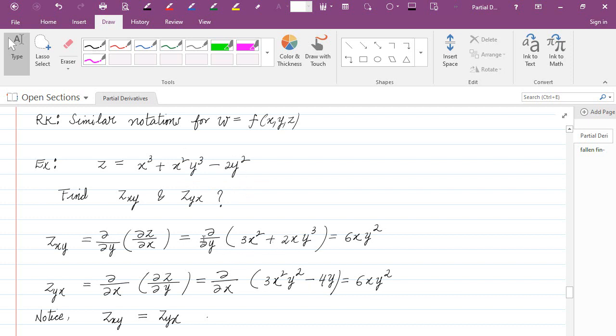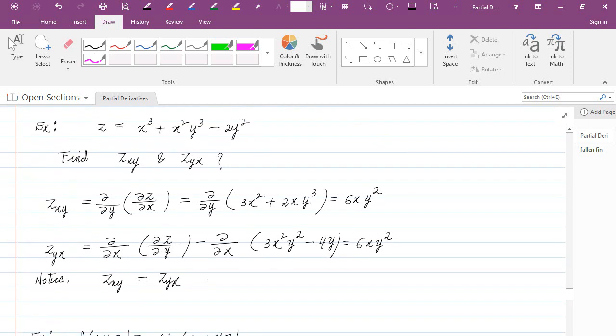So now we have to take the partial derivative of this with respect to y. With respect to y, x is a fixed constant. So the derivative of 3x squared would be 0, and the derivative of 2xy cubed with respect to y would be 2x times the derivative of y cubed, which would be 3y squared. So we get 2x times 3y squared, which would be 6xy squared.